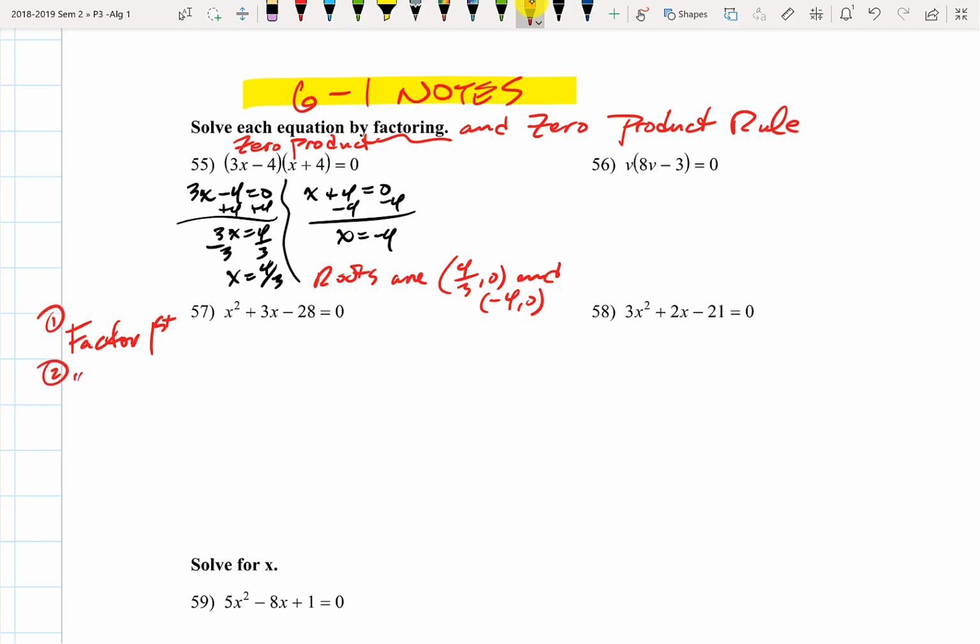Okay, and then step 2, use the zero product rule. So let's play the game. What two numbers multiply to 28 and add to 1? The obvious answer would be negative 4 and positive 7. 7 times negative 4 is negative 28. 7 minus 4 is, no, that's not it. What happened here? It's not factorable.